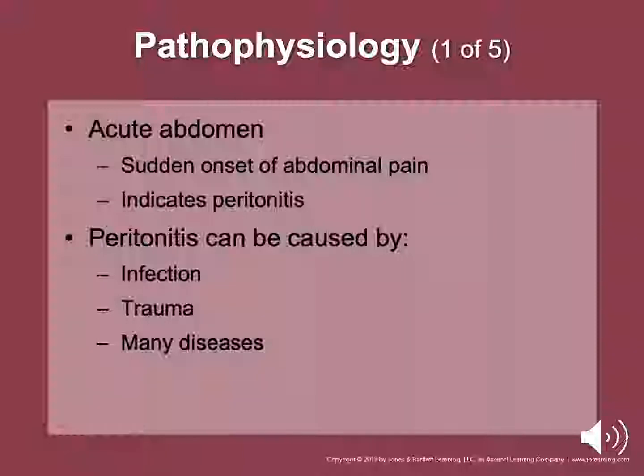Alright, the acute abdomen refers to the sudden onset of abdominal pain that indicates an irritation of the peritoneum, peritonitis. And peritonitis can be caused by infection, trauma, and many diseases. Severe pain in the major system. Clinical signs are abdominal tenderness and distension.